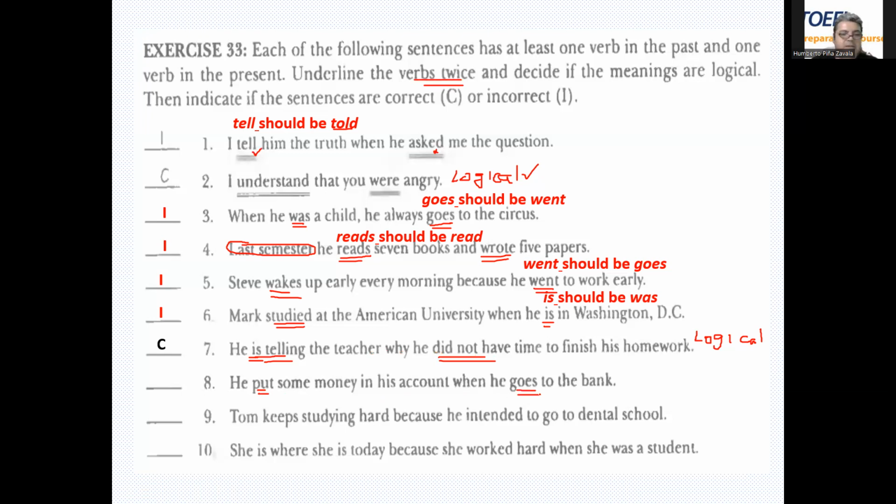He put some money in his account when he goes to the bank, okay? So you have past tense and present tense at the same time. And it's not a logical sentence, so it's incorrect. It should be: he put some money in his account when he went to the bank, right? This happened in the past.